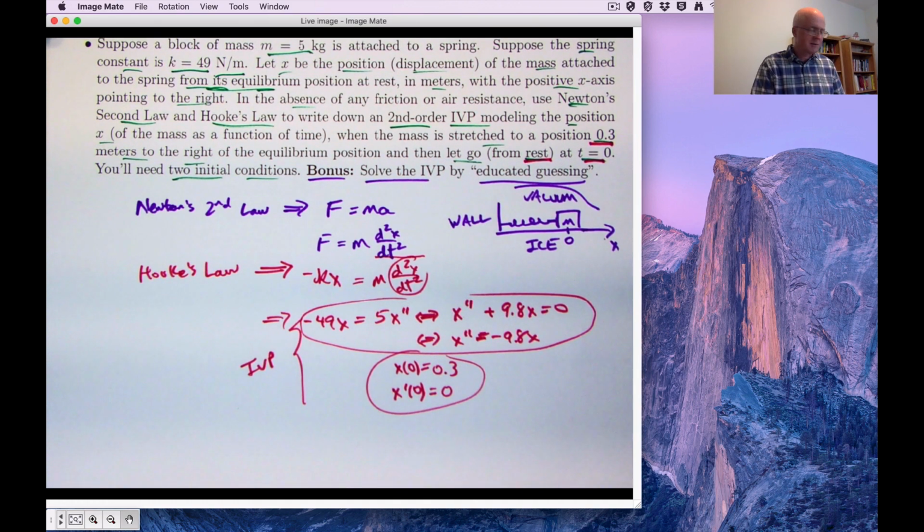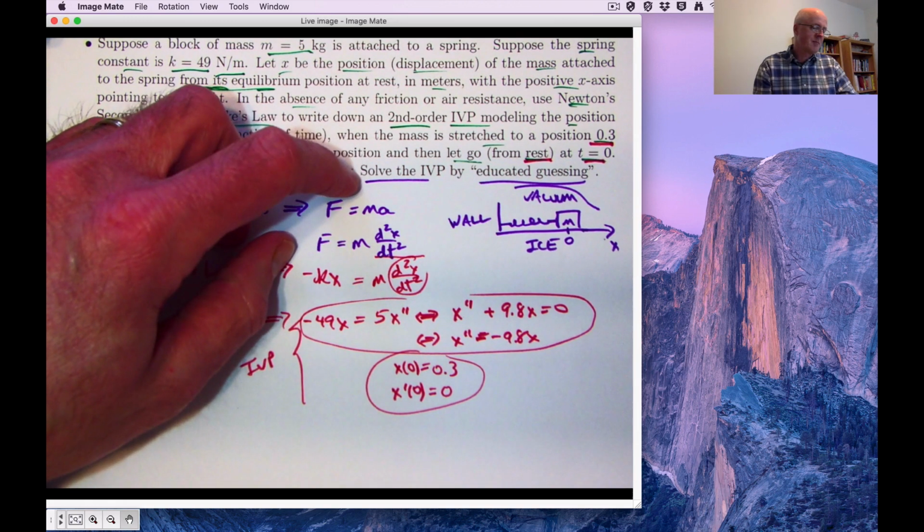Now let's go ahead and do the bonus: solve the initial value problem by educated guessing. This is something you might have seen in a physics class before. In the absence of friction, a mass on a spring like this tends to oscillate sinusoidally. The graph of x as a function of time tends to be a periodic sinusoid, which is not necessarily a pure sine function. It could involve a cosine, or it could even just be a cosine function, and you'd still call it a sinusoid.